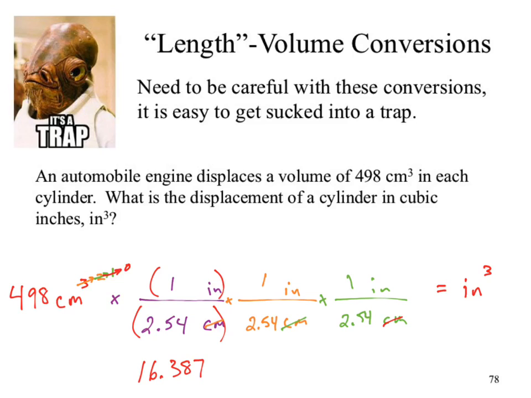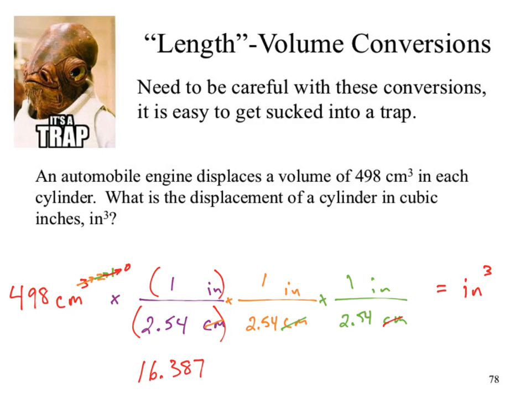Lots of people screw this up because they go through the first process: oh, we just put a cube and it's done. No, you have to cube all the numbers. So watch out for that. Be careful with it. When you see those exponential units, you're going to have to track those conversions a little bit more carefully. Make sense?